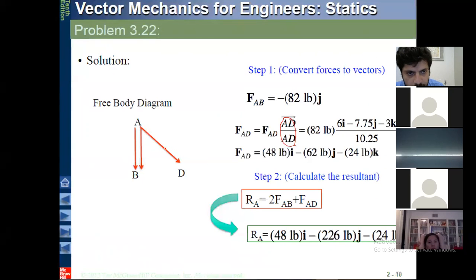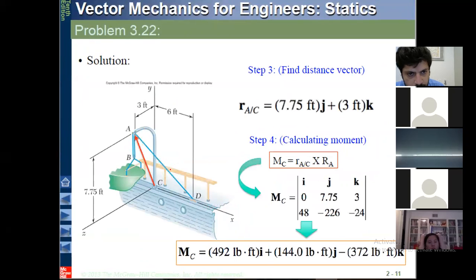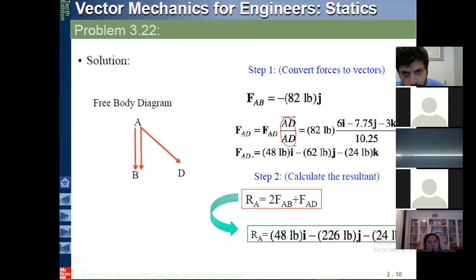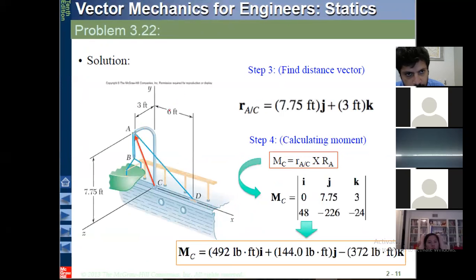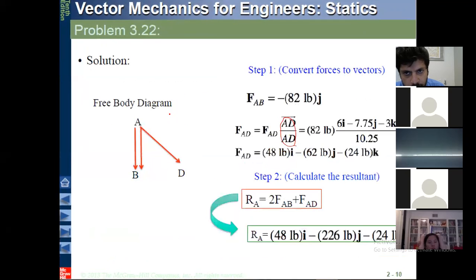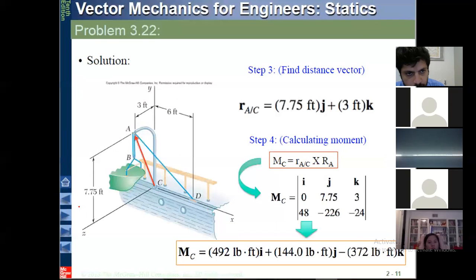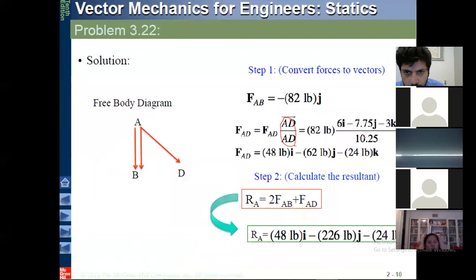Then for AD, you can easily calculate the displacement, or the vector AD, by subtracting the coordinate at A from D. So you're going to have 6 for the X direction, 7.75 in the Y direction, and 3 feet for the Z direction. And then multiplied by the magnitude of the vector, and then you will get force AD, F of AD.